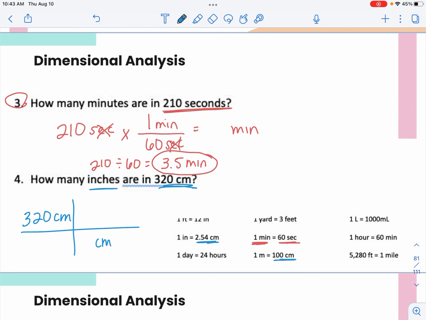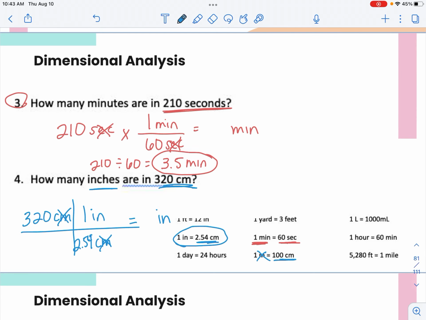Do either one of those get us to inches? This one doesn't. That's meters. But this one will take us to inches. So we have 2.54 centimeters is 1 inch. My centimeters still cancel out because it's top and the bottom.